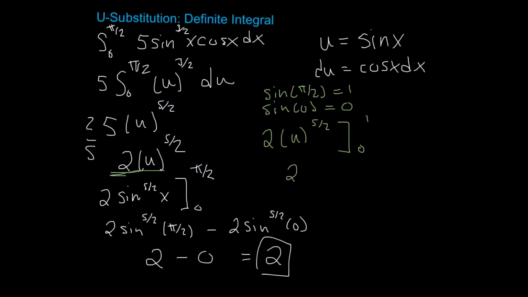Evaluating, we have 2 times 1 to the 5/2, which is equivalent to 2, minus 2 times 0 to the 5/2, which is equivalent to 0. Again, we have 2 minus 0, which equals 2. As you can see, both of these methods allow you to arrive at the same answer. Whether or not you want to substitute the bounds is a matter of the actual problem at hand and personal preference. Though keep in mind that sometimes on the AP test, especially for multiple choice questions, they will show you an answer with the bounds substituted. So always look for that when taking the test.